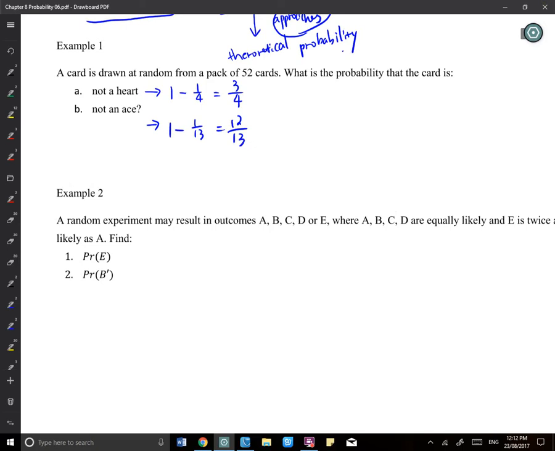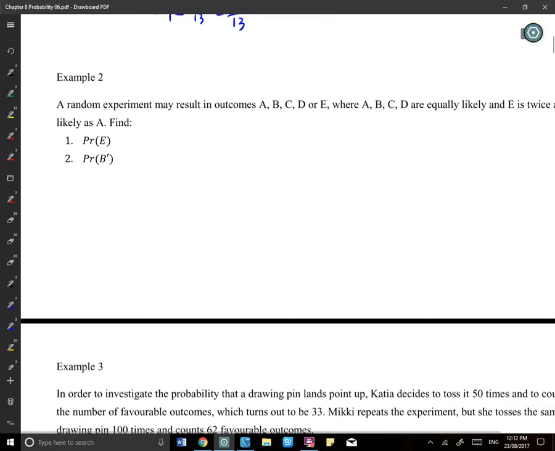Okay, they are equally likely events. You have the same chance of getting each different card. For any card, you have the same probability of getting it. So it's 1 on 52 probability to get each individual card. Then let's have a look at example 2.